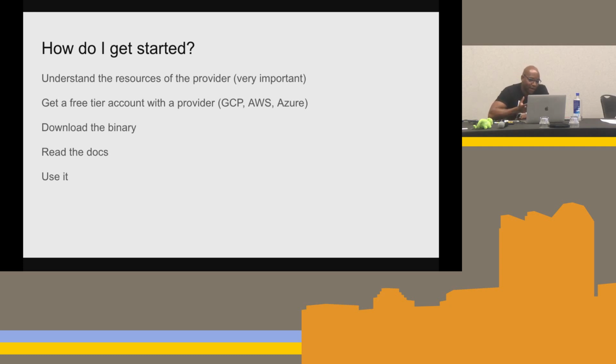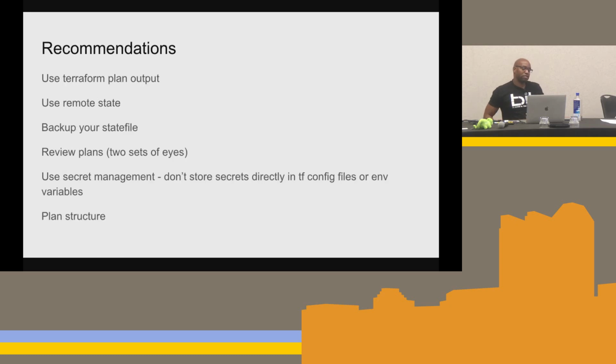So download the binary, kind of read through the docs, and you just use it, right? Terraform has great documentation on getting started with Terraform. So some of the recommendations that I have: use a Terraform plan output, right? So that's the Terraform plan output. The output is a flag for Terraform plan. And what it does is it allows you to incrementally apply changes to your environment.